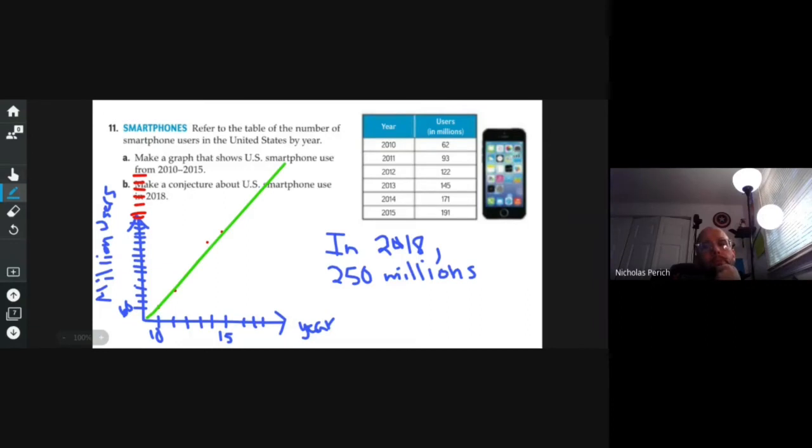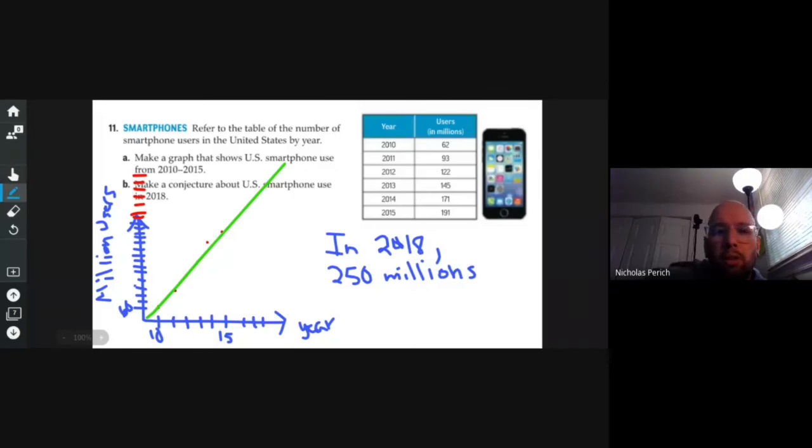Oh, my bad. I see what you're talking about. Oh, did I say the wrong thing? I may have said the wrong thing. So again, we're guessing here. So if on the test you said, in 2018, there will be about 240 million smartphone users, that's not wrong. My answer was based off the graph that I made.